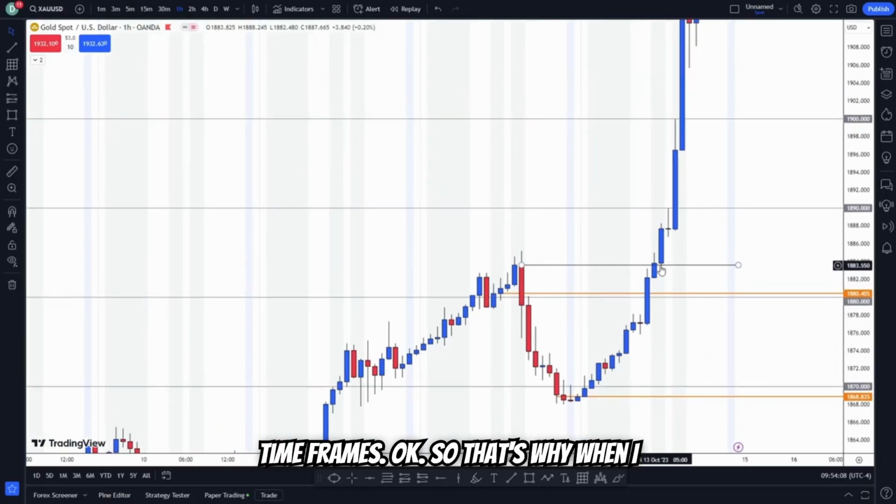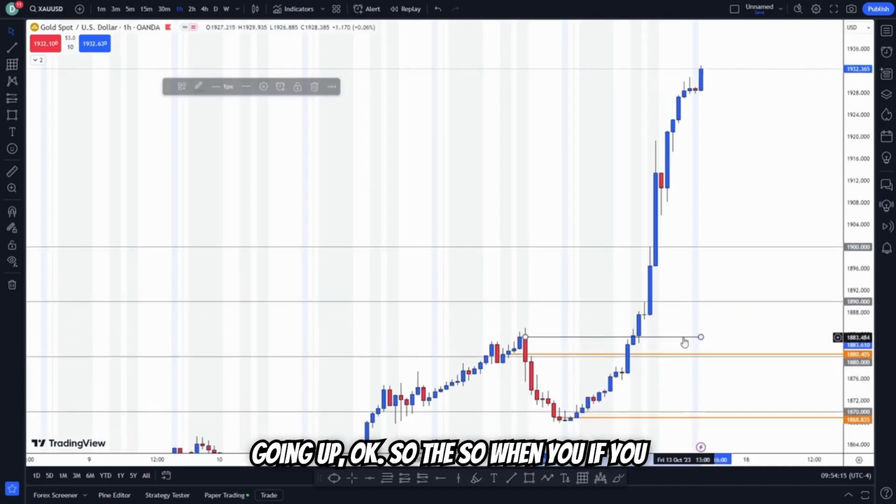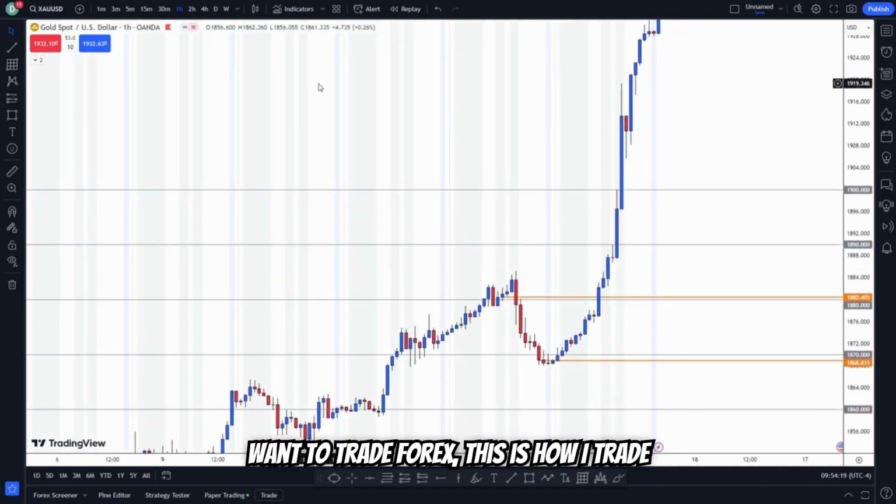Okay, so that's why when I took a buy over here and lots of people took a sell over here, what did the market do? It just kept on going up. So if you want to trade Forex, this is how I trade Forex.